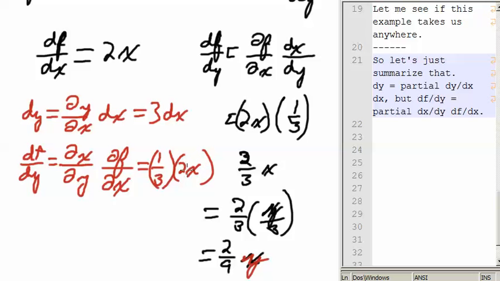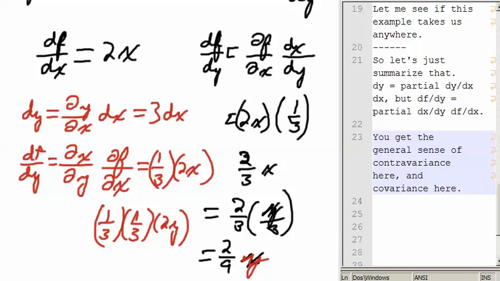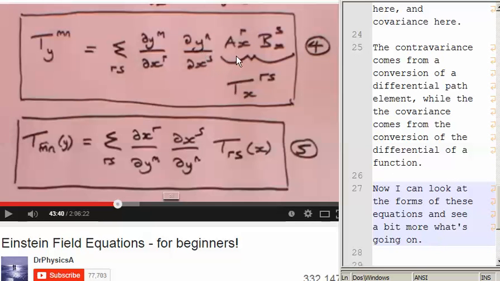When it's actually completed, it comes out to be 1/3 times x is 1/3 y, so it'll be 1/3 times 1/3 times 2y. But you basically get the general sense of contravariance here and covariance here. The contravariance comes from the conversion of a differential path element, while the covariance comes from the conversion of the differential of a function.